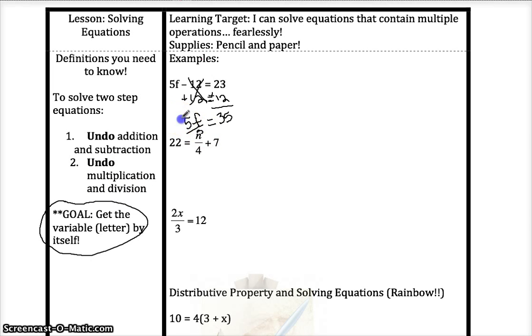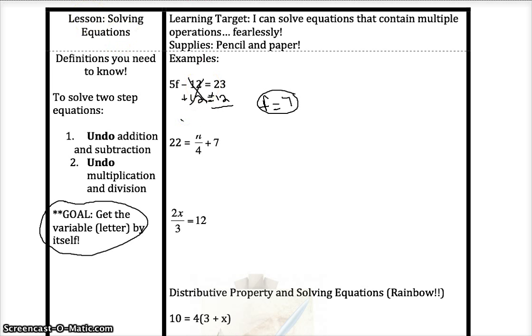5 divided by 5 is 1, so we can just get rid of that. And 35 divided by 5 is our last step. 35 divided by 5 is 7. So f is all we have left on this side, so f equals 7. That's our final answer here. All right, and let me erase some of this. We have a little bit more room for our next problem.